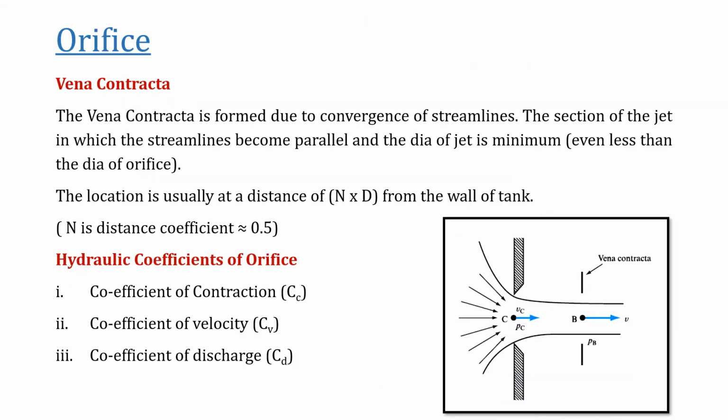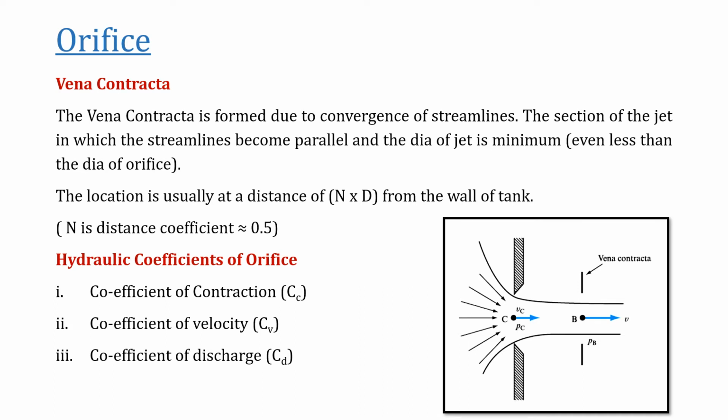Vena contracta is a very common phenomenon which occurs in a jet. After passing through the orifice, due to inertia, the streamlines continue to converge and reach a section where the streamlines have become parallel, and the diameter of the jet at that section is minimum. So these are the two characteristics of vena contracta: the streamlines are parallel and the diameter of the jet is minimum. It is located at a distance of approximately 0.5 times the diameter of the orifice from the wall of the tank.